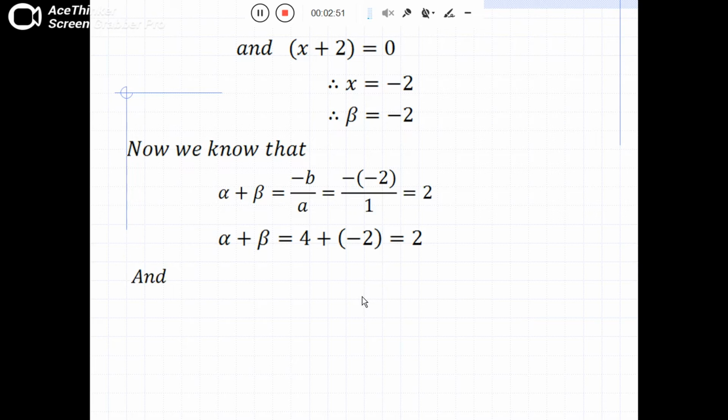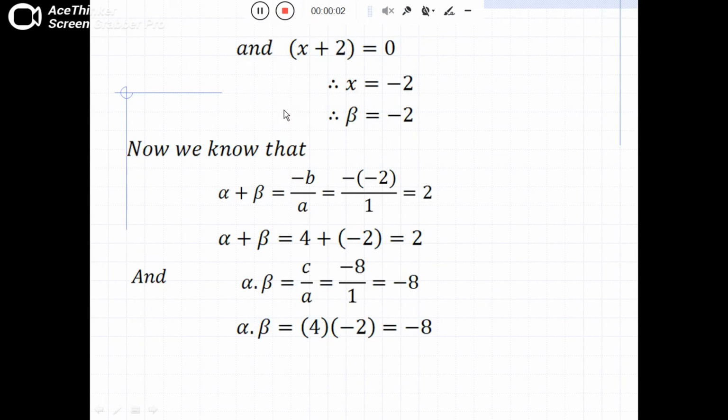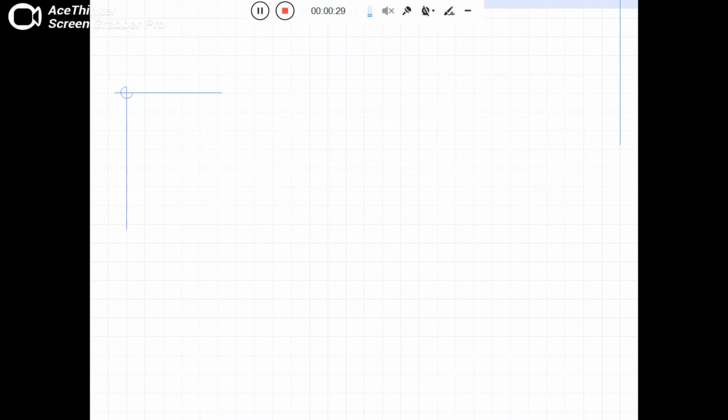Let us verify that one also. So alpha into beta is equal to c upon a, which is minus 8 upon 1, and minus 8 upon 1 is equal to minus 8. Now find alpha into beta with the values of alpha and beta. So alpha into beta equals 4 into minus 2. So 4 twos are 8 and plus into minus is minus, which is equal to minus 8. It means in both the conditions the value of alpha into beta is minus 8. It is verified. Okay, let us see another example.